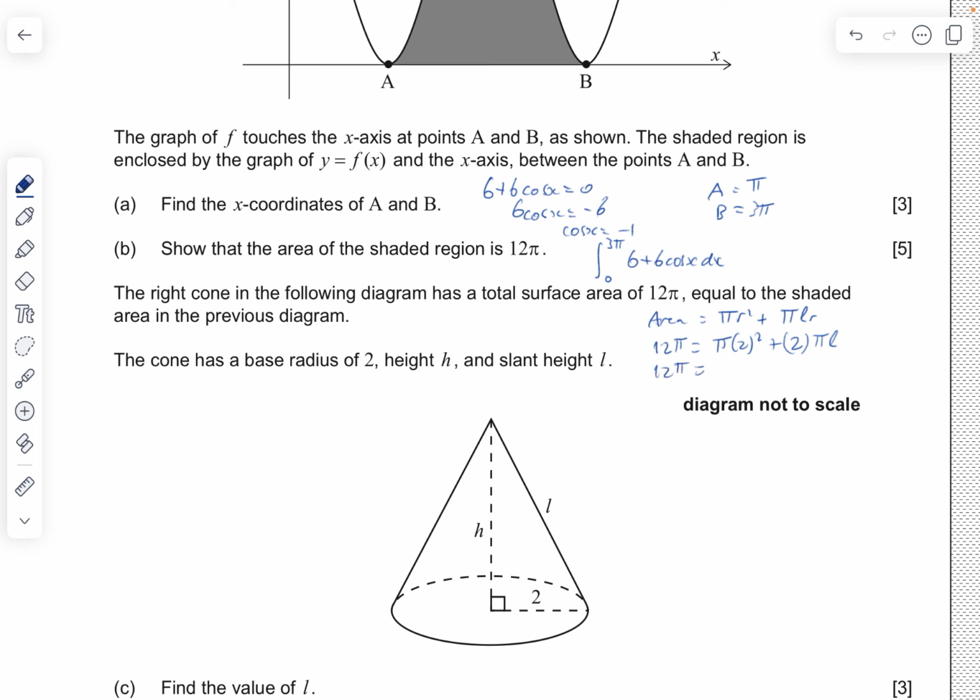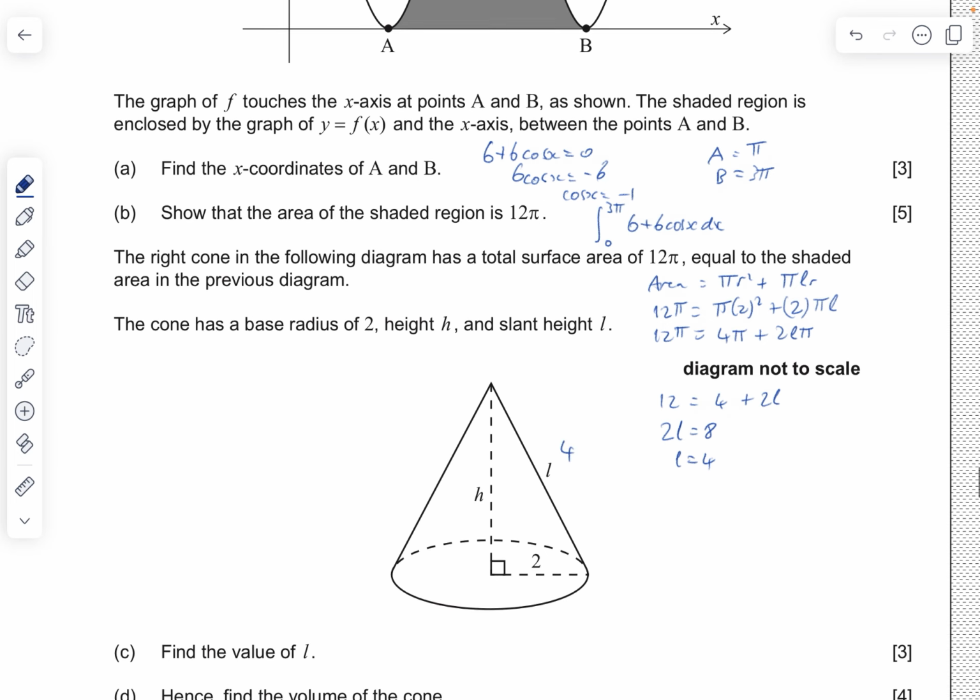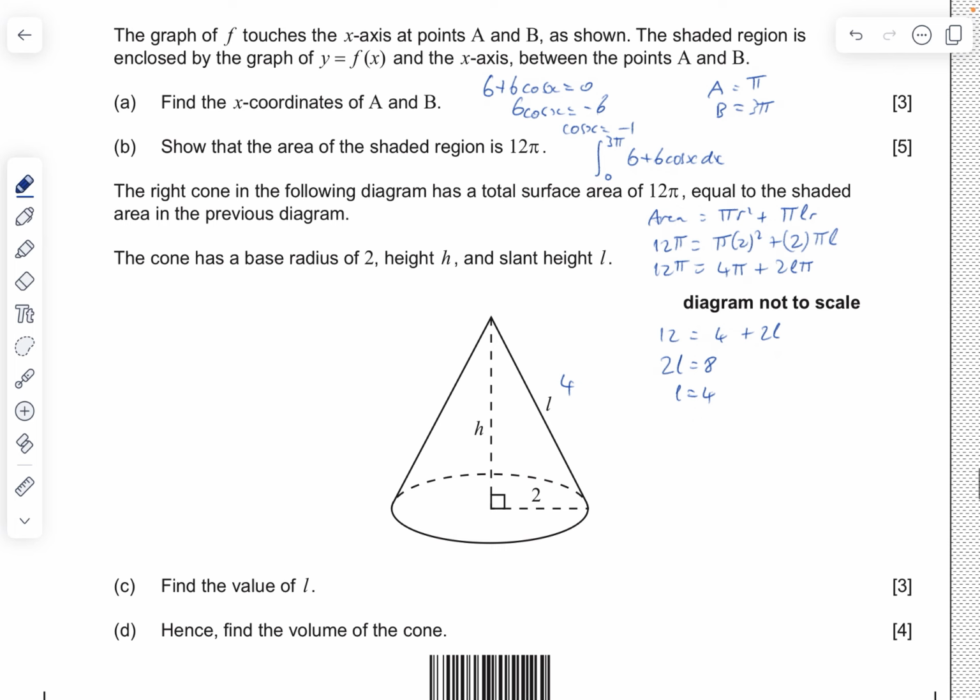12 pi equals 4 pi plus 2 L pi. I'll divide everything by pi. 12 equals 4 plus 2L. 2L equals 8, L equals 4. So now I've got the slant height of 4. Find the value of L, I've done that. Hence, find the volume of the cone.